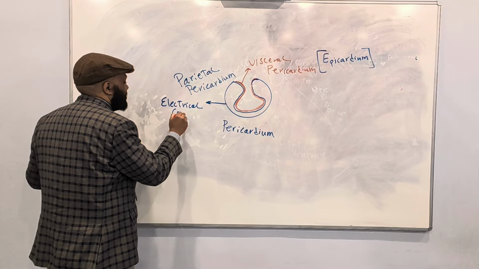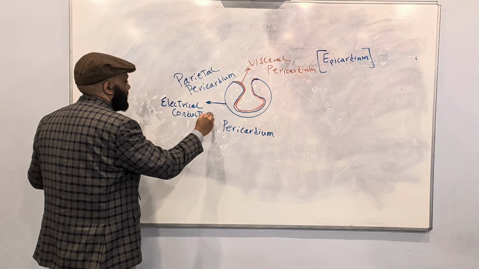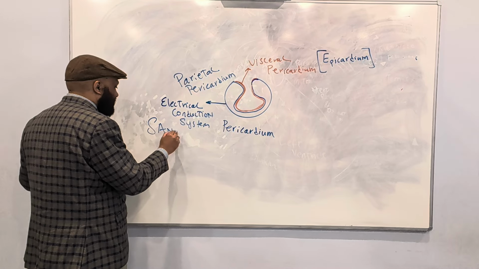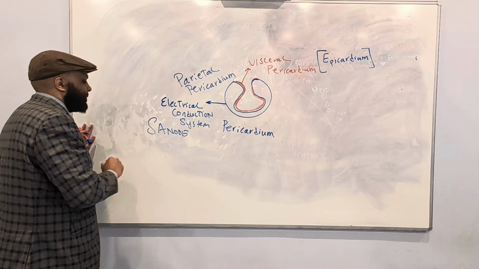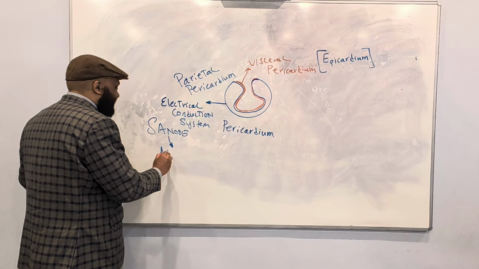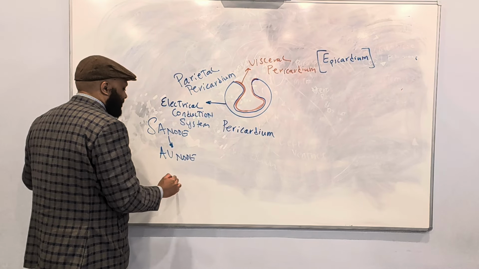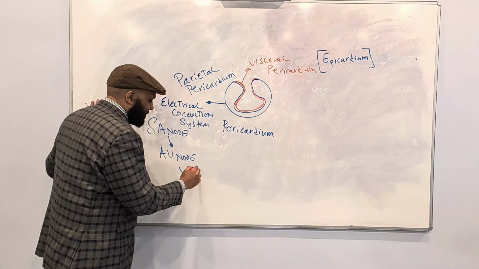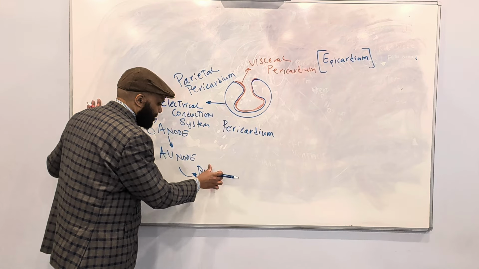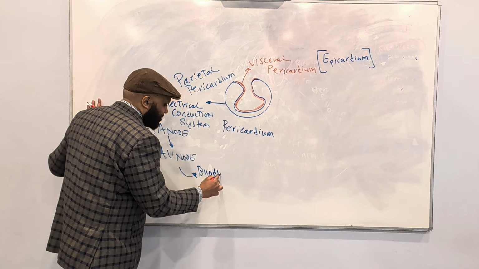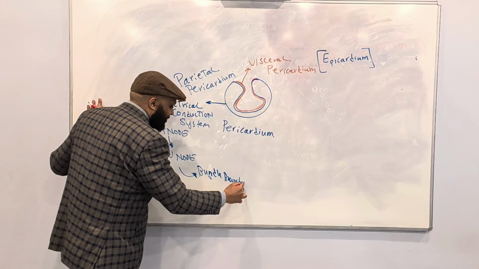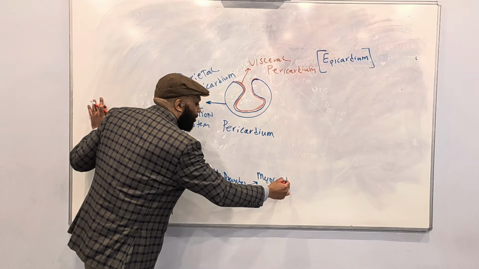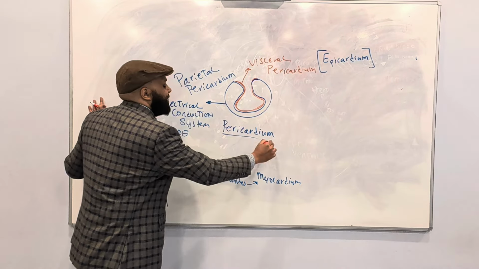The contraction is caused by the electrical conduction system, where the SA node, the sinoatrial node, is going to stimulate the AV node, the atrioventricular node. Then the AV node is going to stimulate the bundle branches, and that is going to stimulate the myocardium.